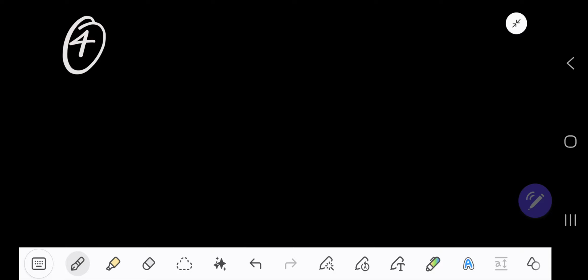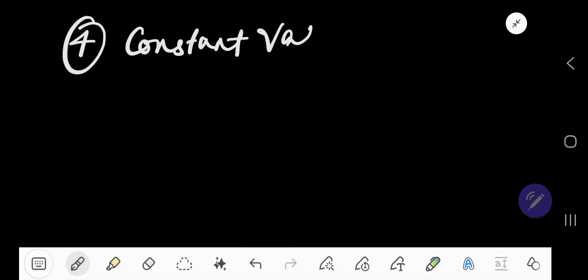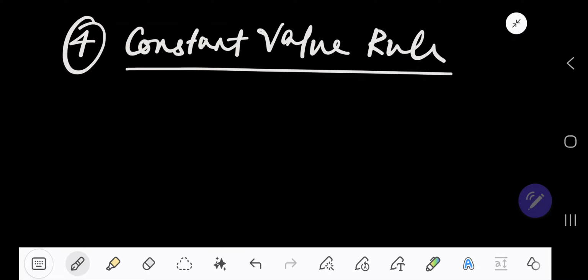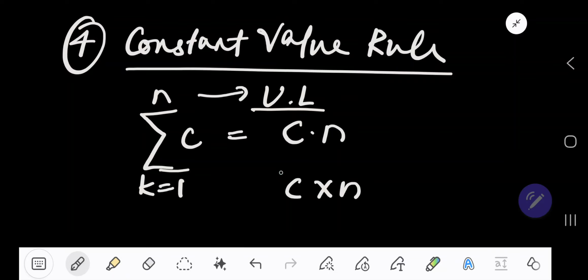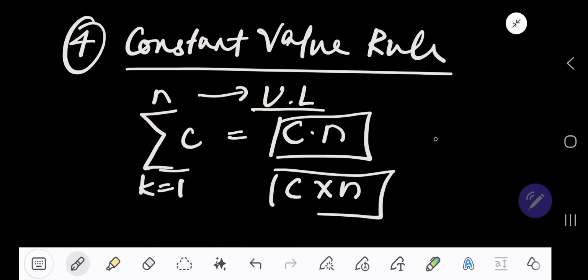And our last rule is the constant value rule. Different from the constant multiple rule, the constant value rule states that if you have the summation of a constant from, say, k equals 1 to n, this would just be equal to the constant multiplied by the upper limit. So c multiplied by n, or c times n. These both are the same.